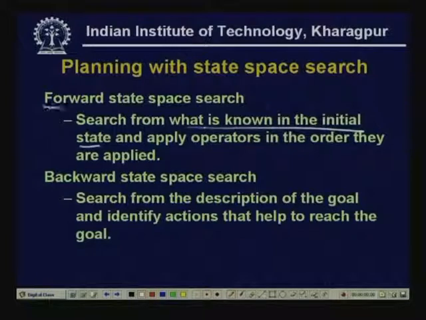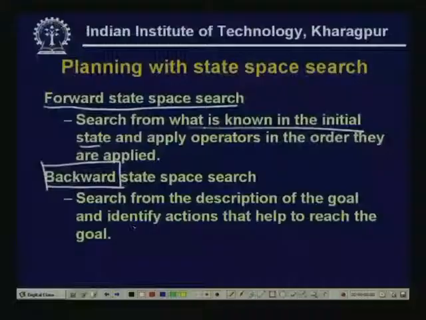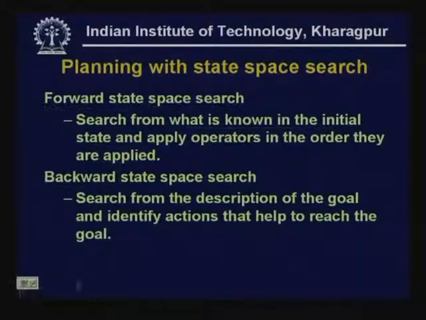An alternative to forward state space search is backward state space search. In backward state space search, you do the search the other way. That is, you start from the goal state and you try to find out the actions that would have led to such a state. So, you consider the actions in reverse and the states in the reverse direction. So, you search from the description of the goal and identify actions that help you to reach the goal.